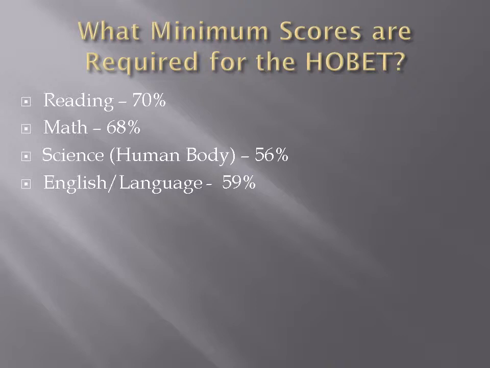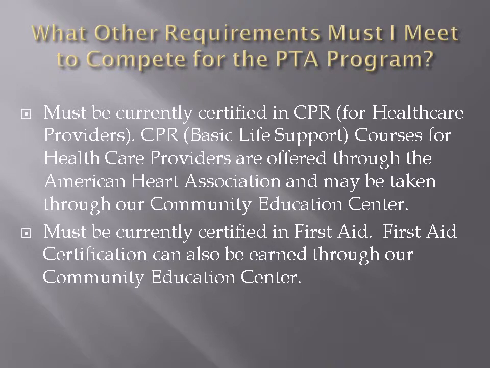What minimum scores are required for the HOBET? Reading 70%, Math 68%, Science of the Human Body 56%, and English or Language 59%. What other requirements must I meet to compete for the PTA program?